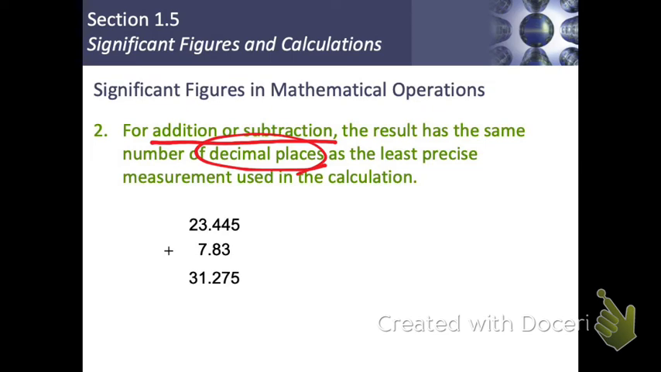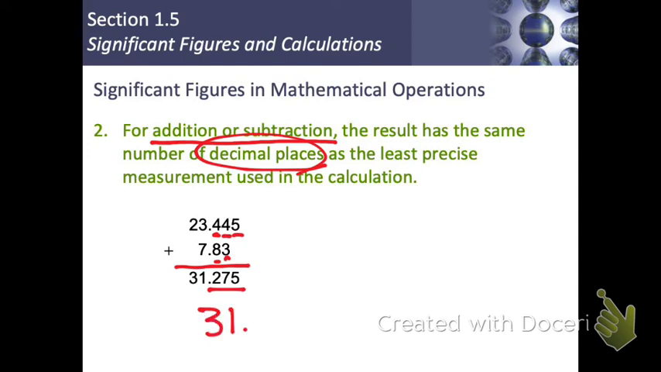So if I do the math here, I actually already did the math for you. 23.445 plus 7.83 gives me 31.275. But I'm not looking at sig figs, I'm looking at the number of decimal places. That tells me how precise my value is. So this one has 3 decimal places, this one only has 2. So how many decimal places am I going to be allowed in my answer? Only 2. So I need to figure out how to round this to 2 decimal places.